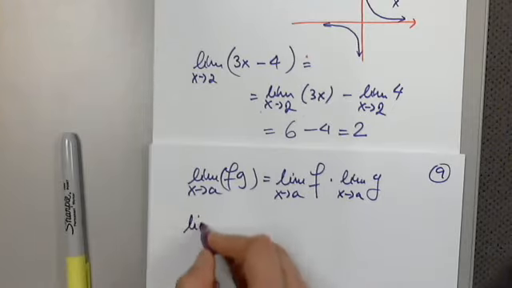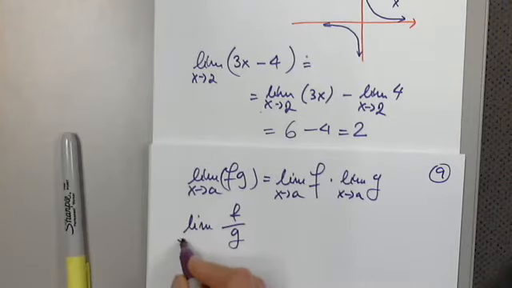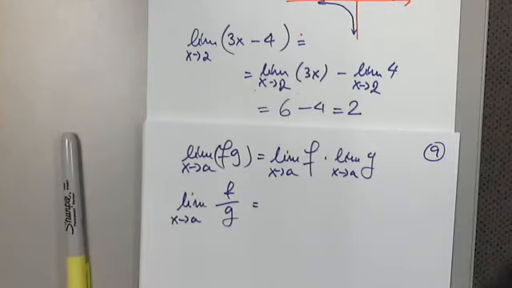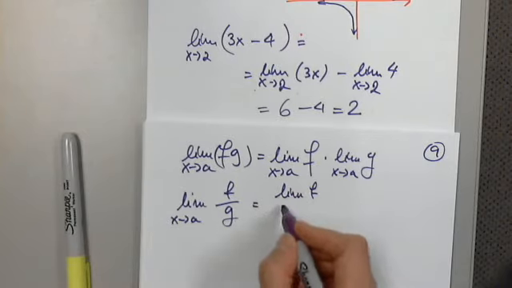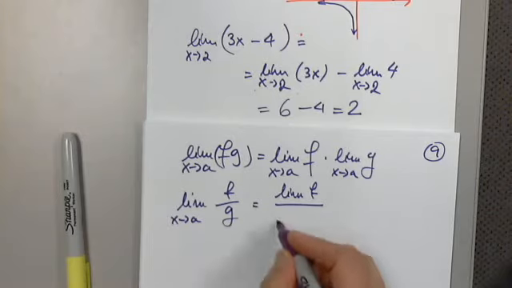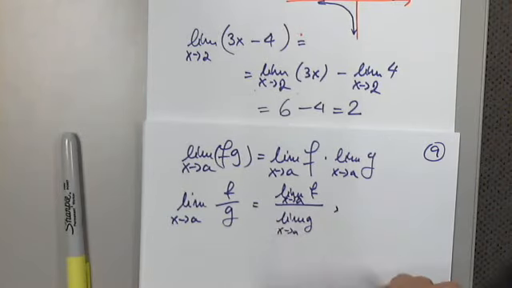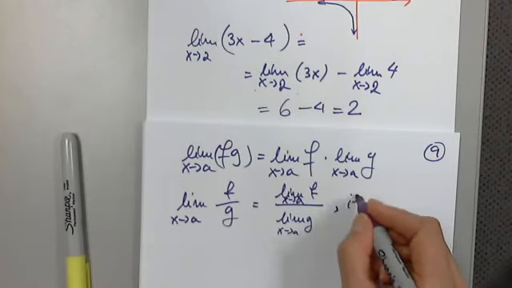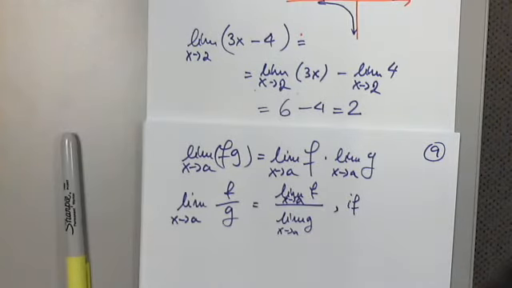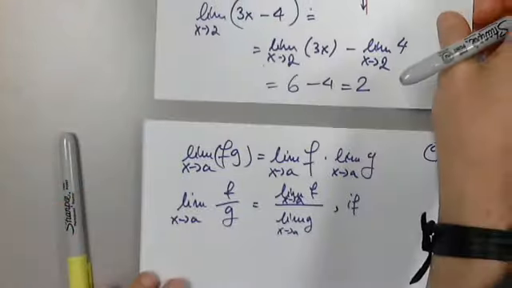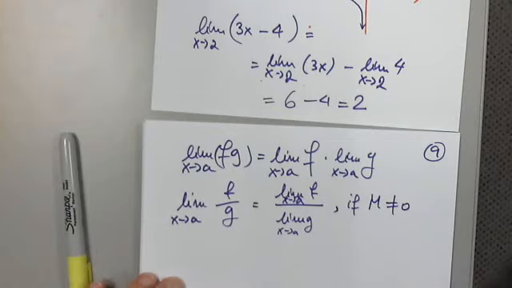What do you think the limit of f over g when x approaches a will equal to? Yes, limit of f over limit of g. Correct, very good. As x approaches a, but I have a comma here, and I have an if here, which I did not have before. What am I getting at? It's the limit of g is not 0. Exactly. Since we denoted this by M, I'm going to say if M is not 0.